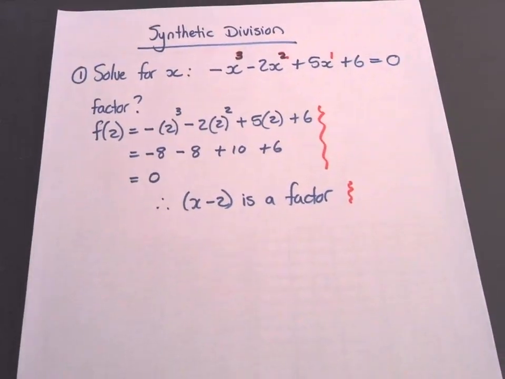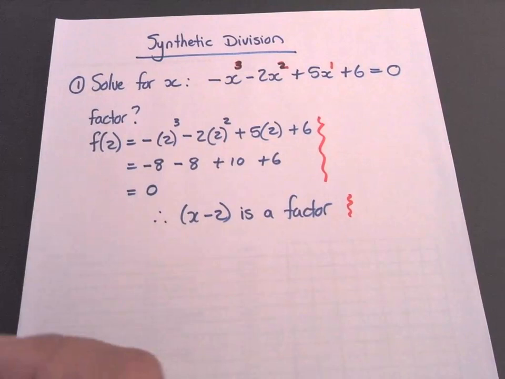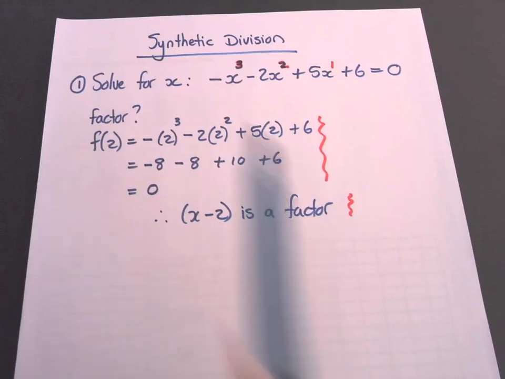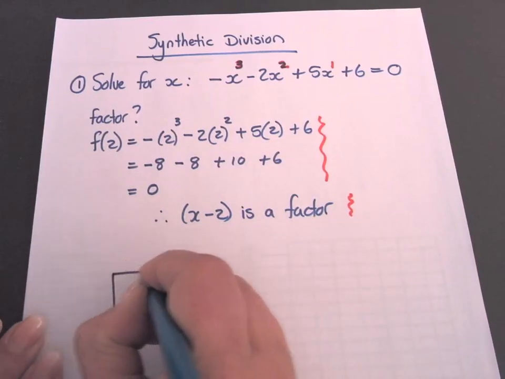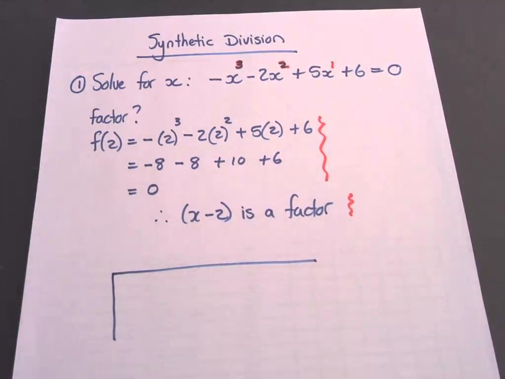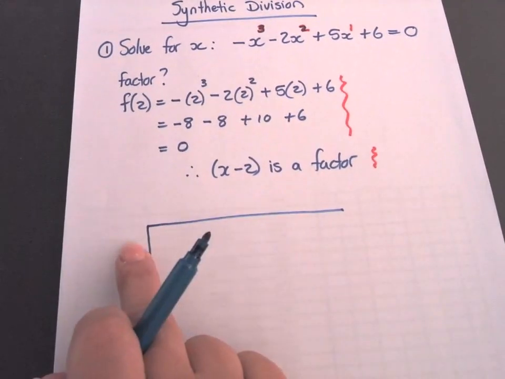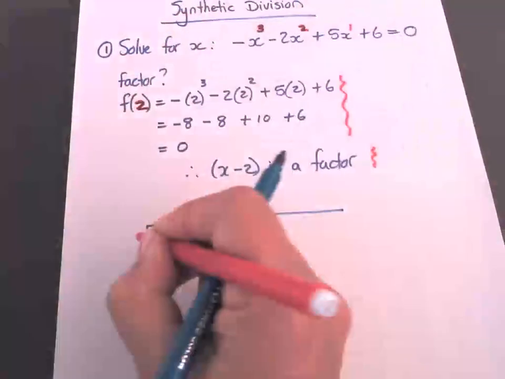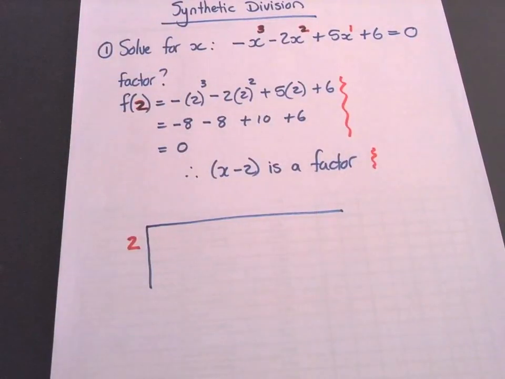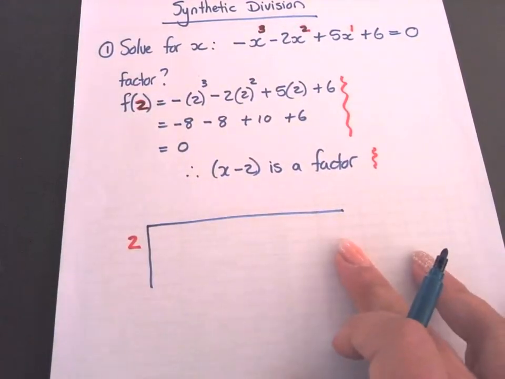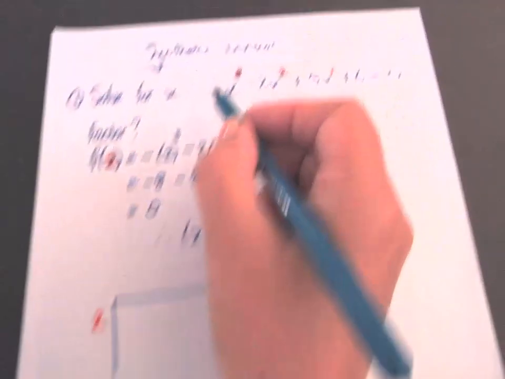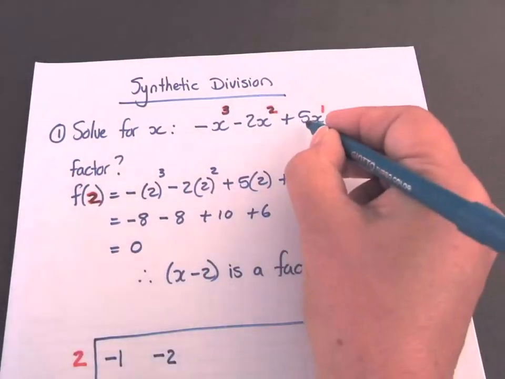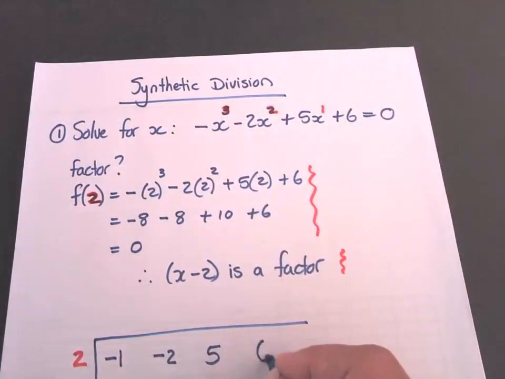Now we get to synthetic division. Okay, so step 1 is descending order. Step 2, find a factor, and then you draw your synthetic division. On the left hand side, you write this 2, the factor that I got. And inside the synthetic division, you only write your coefficients. So this will be negative 1, negative 2, 5, and 6.